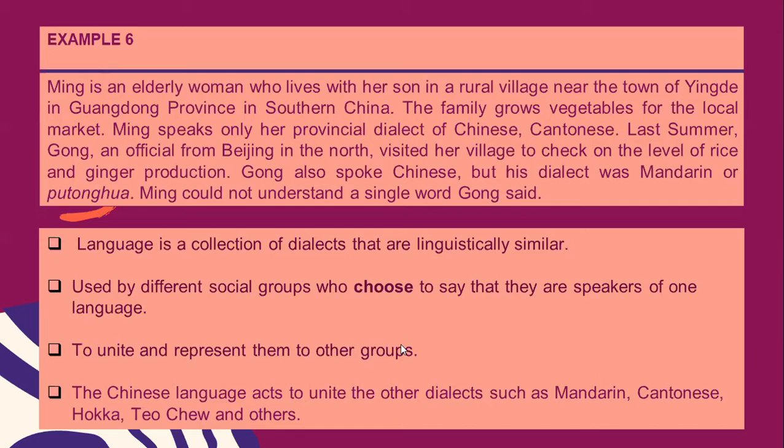For example 6, the Chinese people are using their province dialect, so they actually want to unite and represent themselves to the other groups. It means that they are proud of their group, so they still maintain using Cantonese, Teochew and Hokkien. It means that they want to maintain their group membership. They are so proud of their group that they maintain their own identity through their dialect. Yes, their identity.